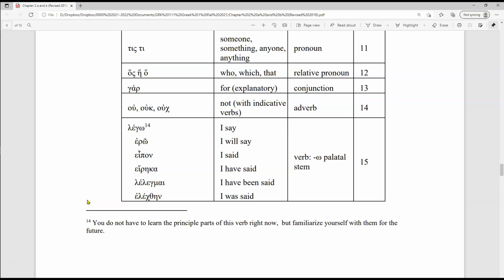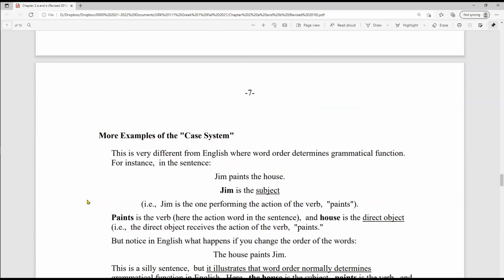So Lego is "I say." That's the only one you have to know. Whenever you have a verb, you'll get the principal parts. I will say, I said, I have said, I have been said, I was said. Future, aorist, perfect, perfect passive, aorist passive. Don't worry about that. We'll learn what those are. Just learn Lego as "I say." It's the 15th most common word in the English language.